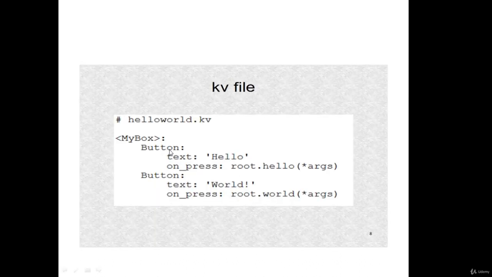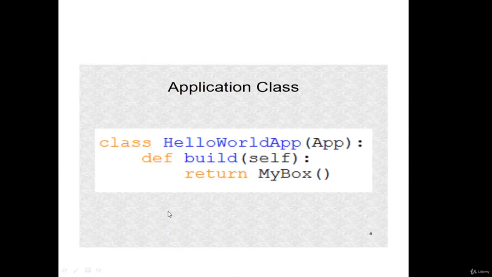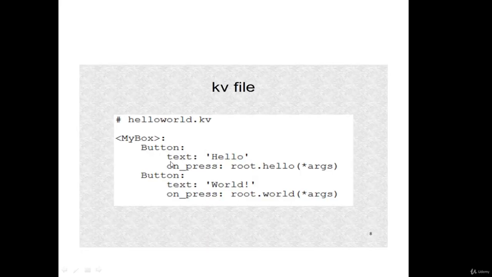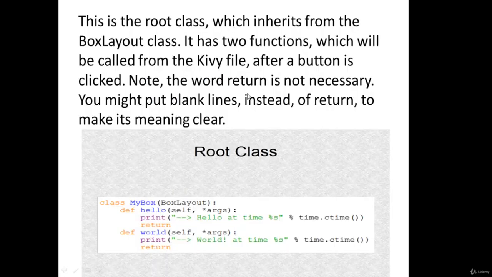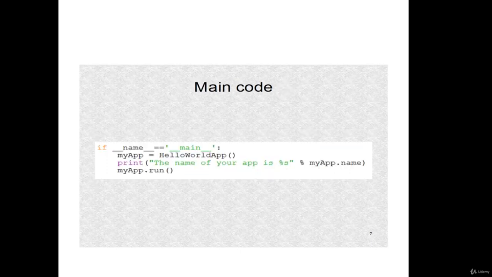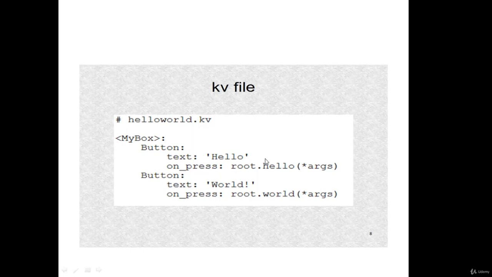That means when the button is pressed, it will say hello here, and basically the hello, or the world function that is in the root class, will be called. Basically this method would be called when you press this button over here. So you create the user interface in your Kivy file, and you implement your logic in your root class. The application class is responsible to build or render your graphical user interface, the main code is responsible to run your app, and the root class is responsible to implement your logic based on your Kivy file. So the Kivy file will only contain the user interface.